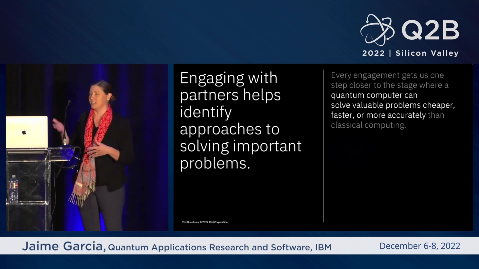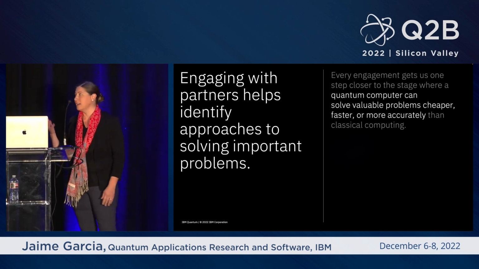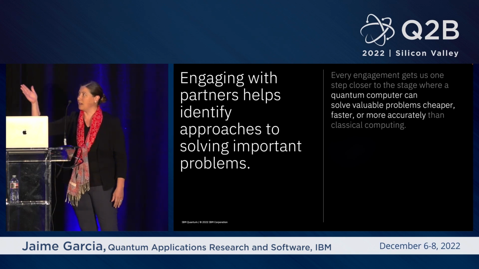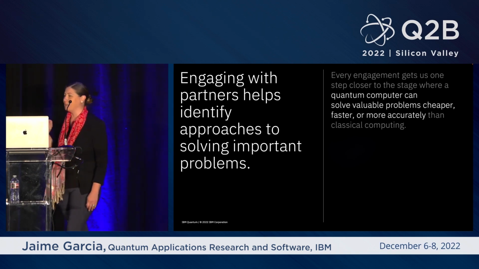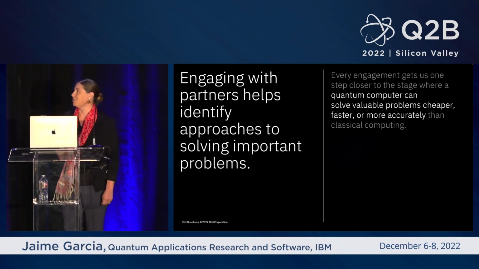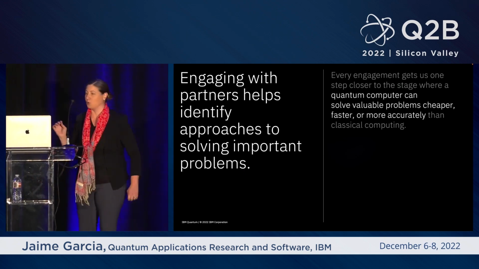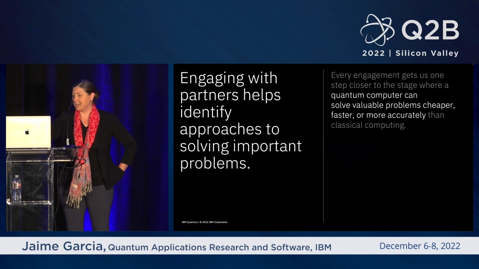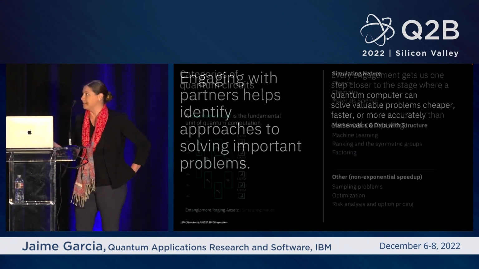And our definition for quantum advantage is shown here. It's the stage at which we have a quantum computer that solves valuable problems cheaper, faster, or more accurately than classical computing. So this really is at the core of everything that we do.